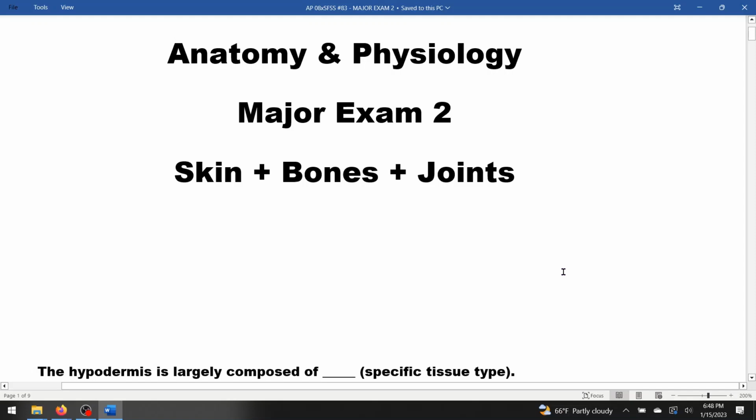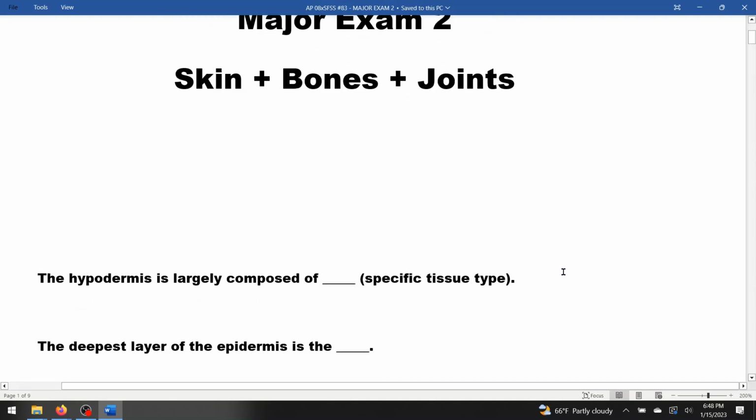The hypodermis is largely composed of blank, a specific tissue type. So that would be the same thing as subcutaneous layer. That would be adipose tissue, adipose. The deepest layer of the epidermis. All right, so it's corny, loosey, granny, spiny base. And base reminds us of basal or basale. Stratum basal, stratum basale.